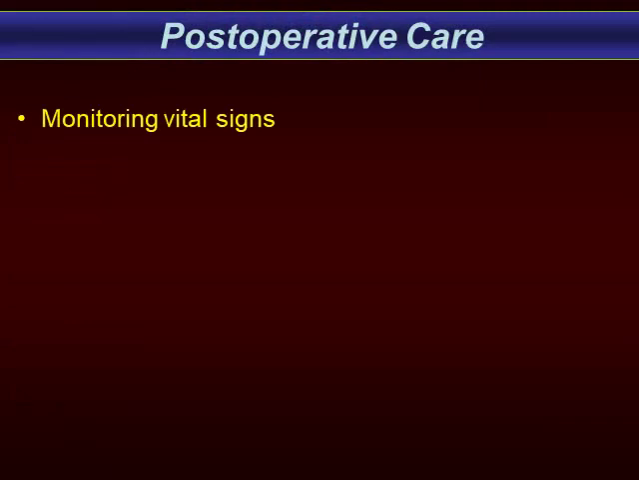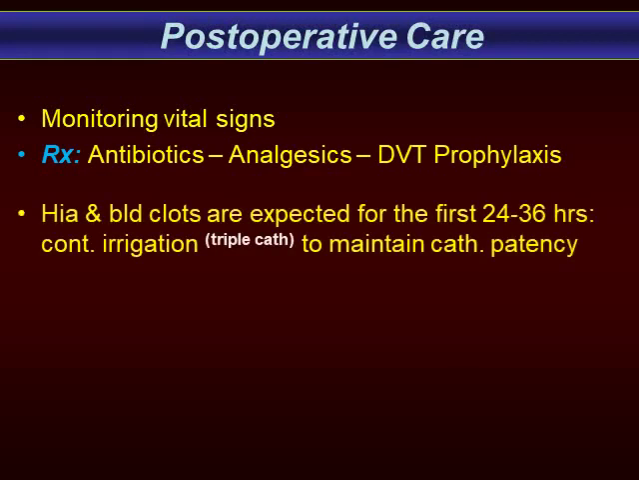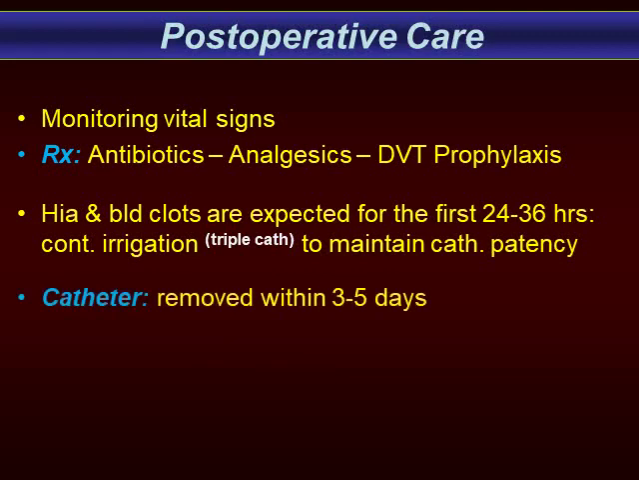Post-operative care: I have to monitor vital signs because a lot of bleeding could occur during the procedure. Medications are in the form of antibiotics, analgesics, and DVT prophylaxis. Hematuria and blood clots are expected to occur within the first 24 to 36 hours. Therefore, I have to do continuous irrigation through a triple-way Foley catheter to maintain catheter patency and avoid clot retention. The catheter is removed within 3 to 5 days after the procedure. For recovery, the patient can return to his normal life within 4 to 6 weeks.